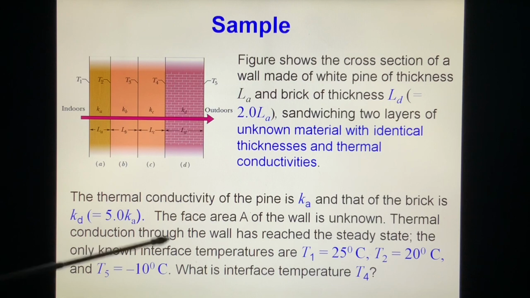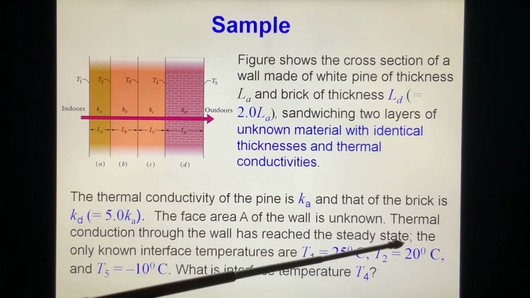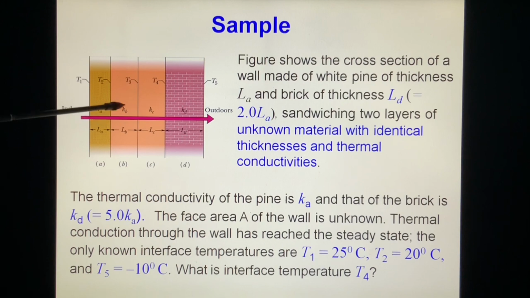Thermal conduction through the wall has reached steady state. The heat passes through each layer at the same rate. The only known interface temperatures are T1, 25 degrees, T2, 20 degrees, and T5, minus 10 degrees. What do I want to find? What is the temperature T4?